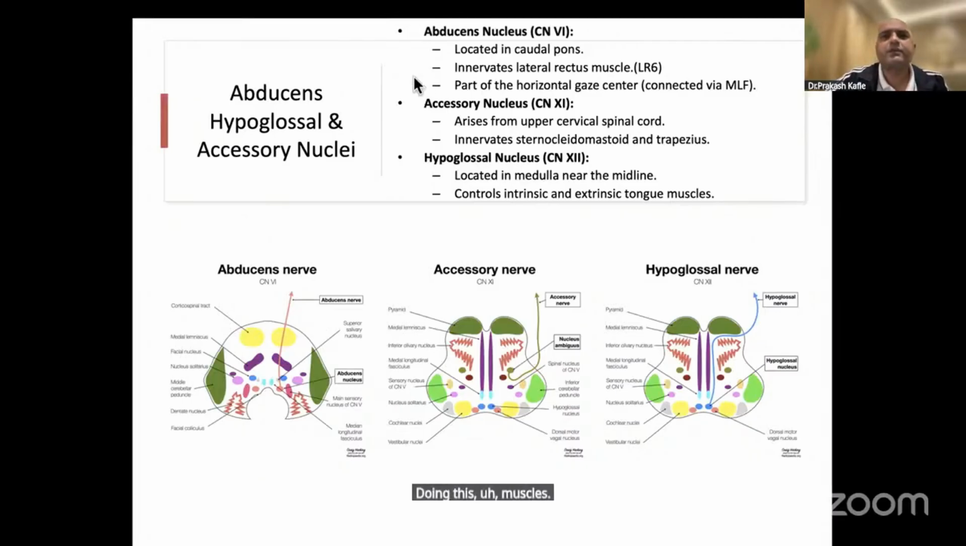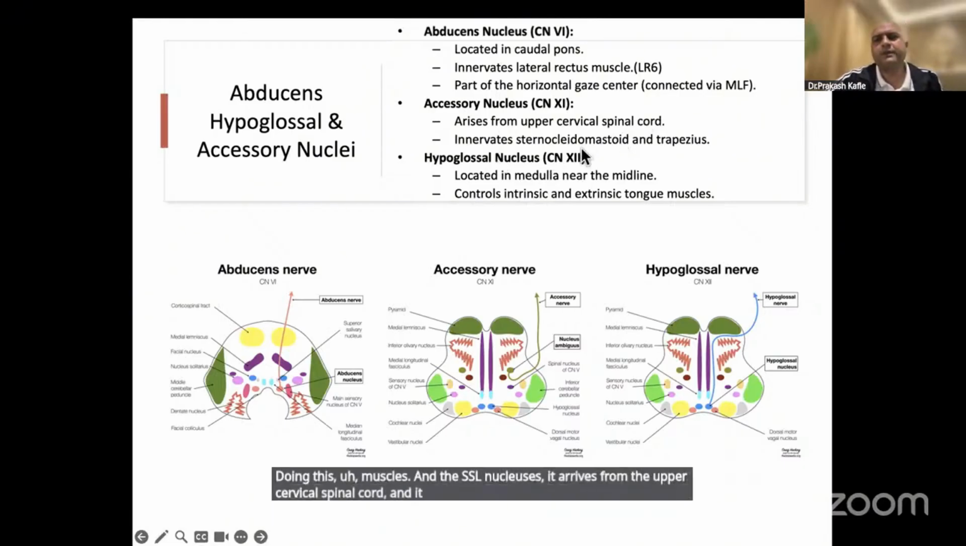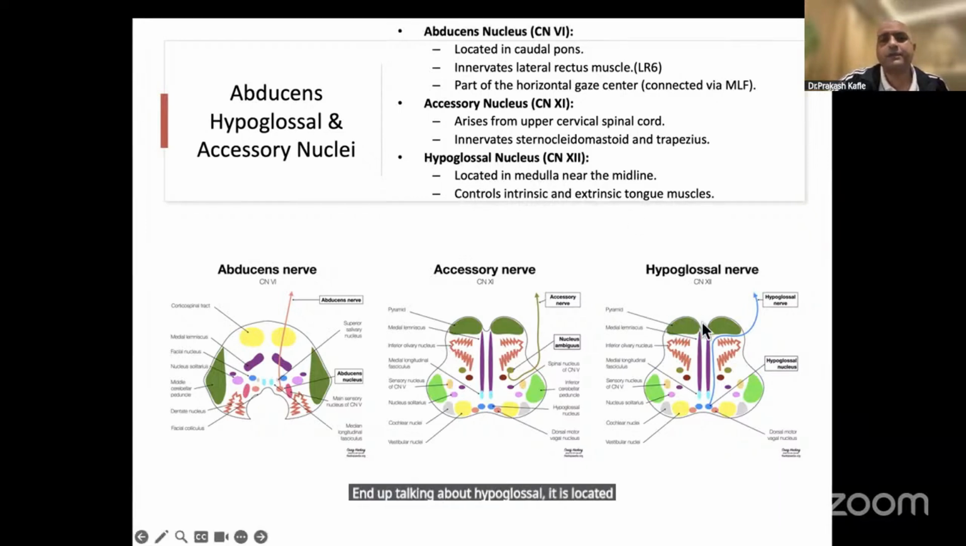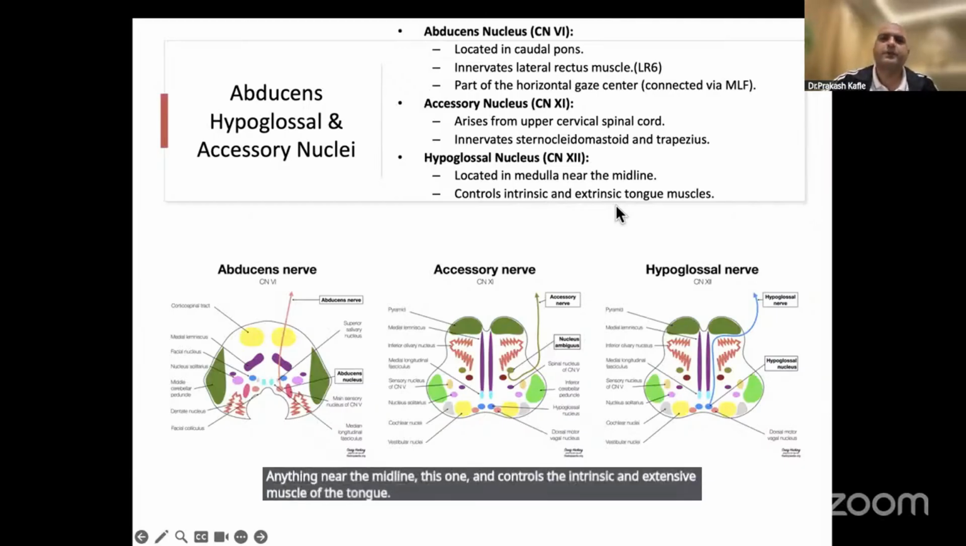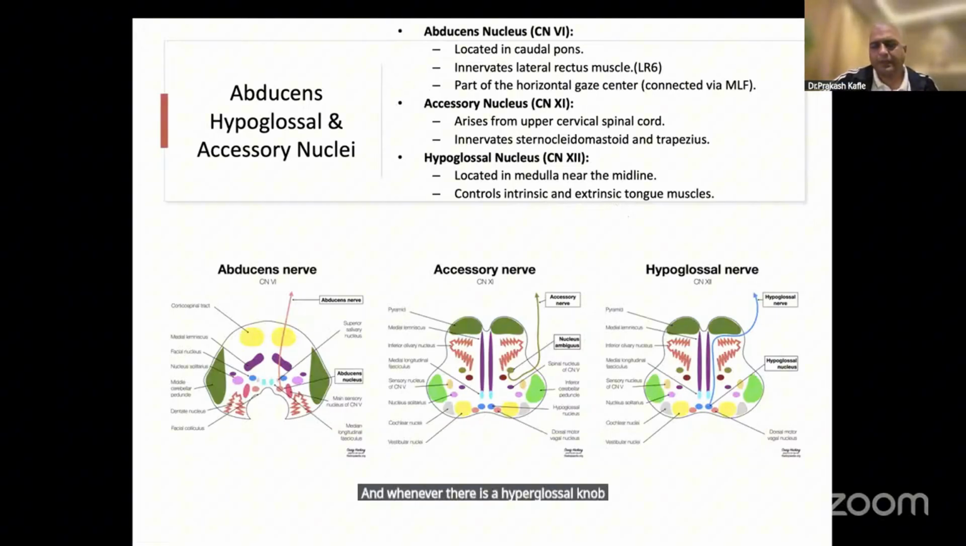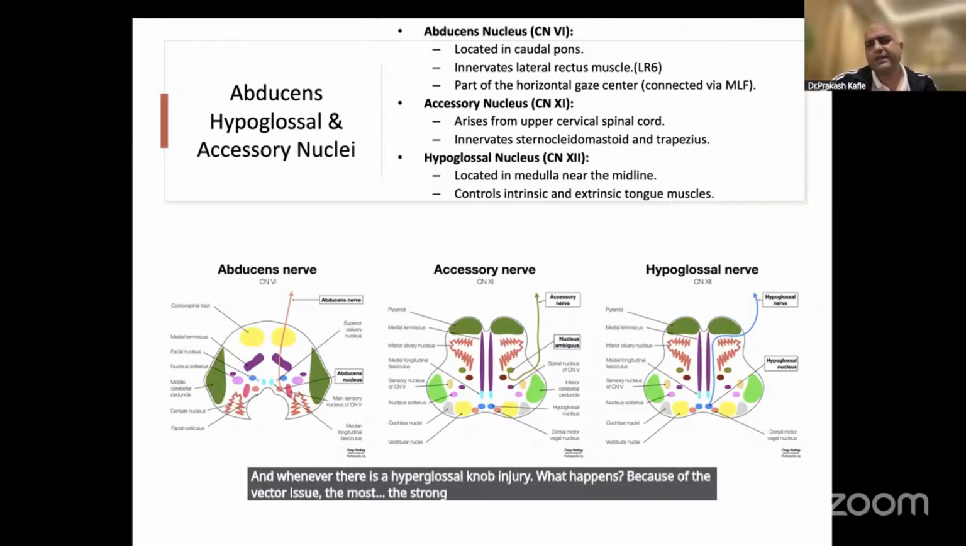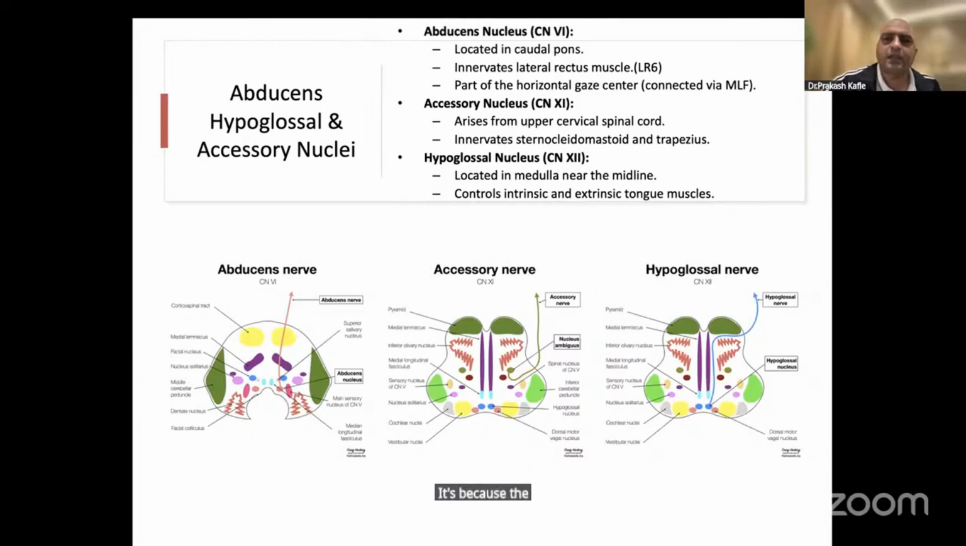The accessory nucleus arises from the upper cervical spinal cord, and it innervates the sternocleidomastoid and the trapezius. Talking about the hypoglossal, it is located in the medulla, as I already told, near the midline, and controls the intrinsic and extrinsic muscles of the tongue. Whenever there is a hypoglossal nerve injury, because of the vector issue, the tongue deviates to the same side. The weaker part cannot hold, and the stronger muscle bulk goes toward the weak side.